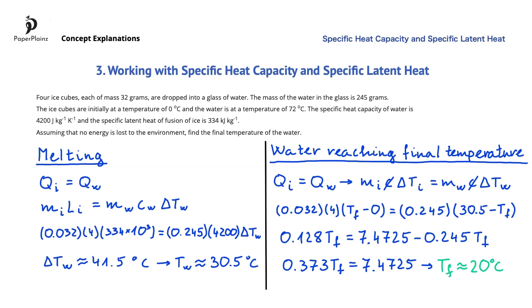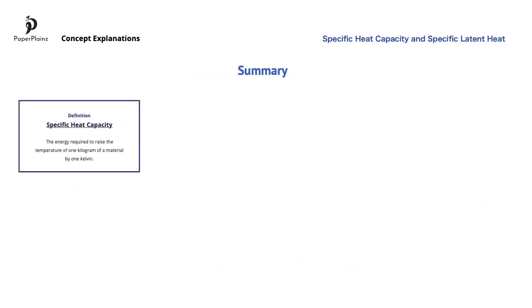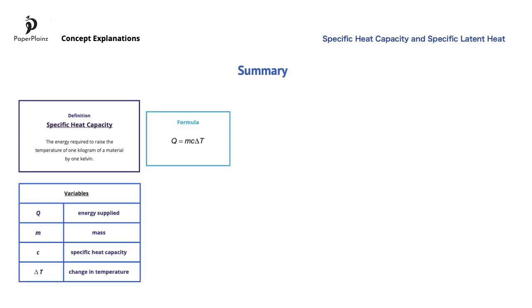Let's summarize what we have learned in this video. We began by defining specific heat capacity and looking at a formula including specific heat capacity along with the variables. We added that the unit of specific heat capacity is joules per kilogram per Kelvin, and that a common specific heat capacity value that you will often come across in questions is the specific heat capacity of water, which is 4200 joules per kilogram per Kelvin.